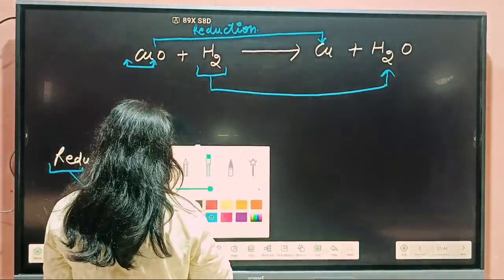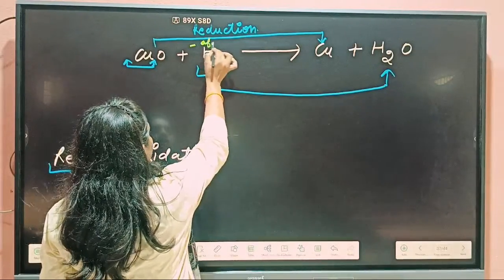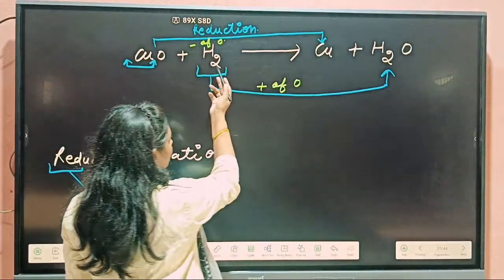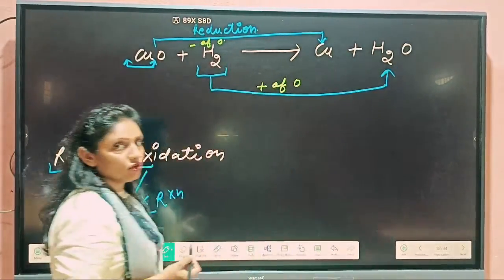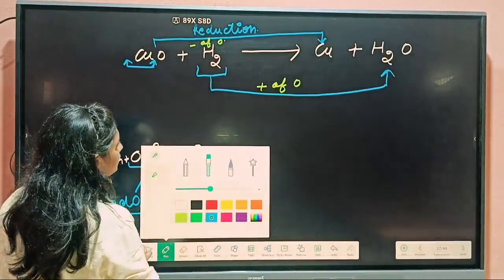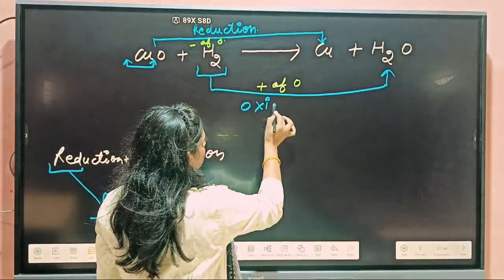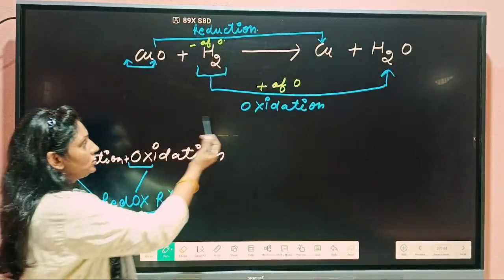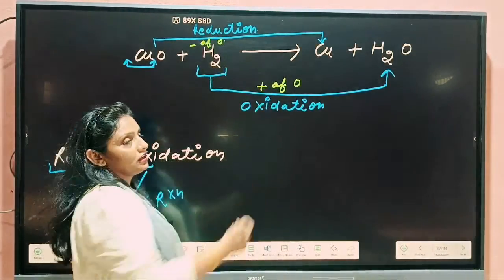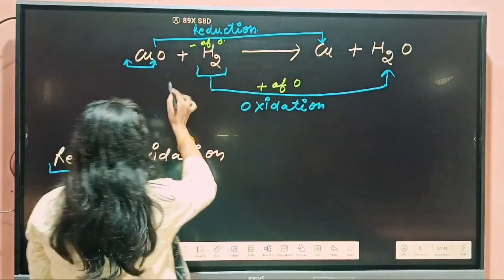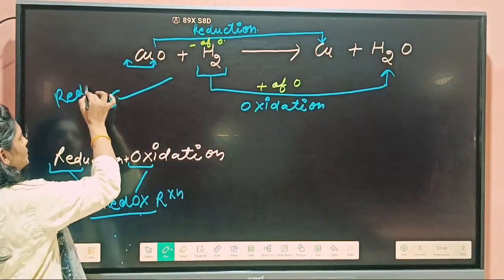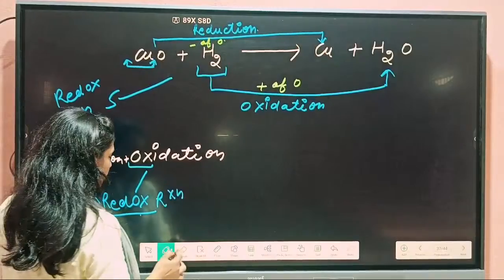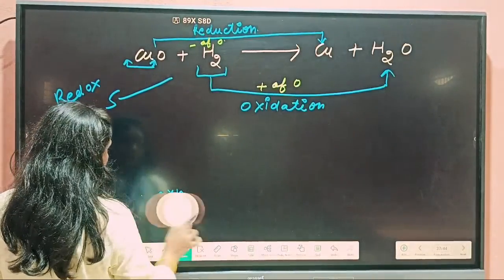Here removal of oxygen takes place, so it is reduction. And here addition of oxygen, here hydrogen is converting into the hydrogen oxide, means water. So students, here oxidation takes place. So in the same reaction, both oxidation as well as reduction, both processes are taking place here. So this type of reaction is known as the redox reaction. Okay students, I hope it is clear to you. Students, you can take one more example.